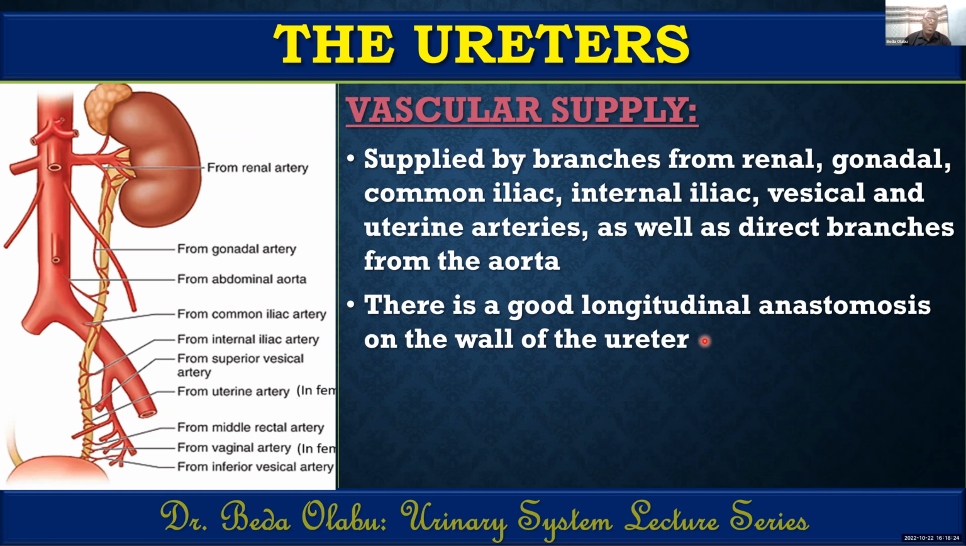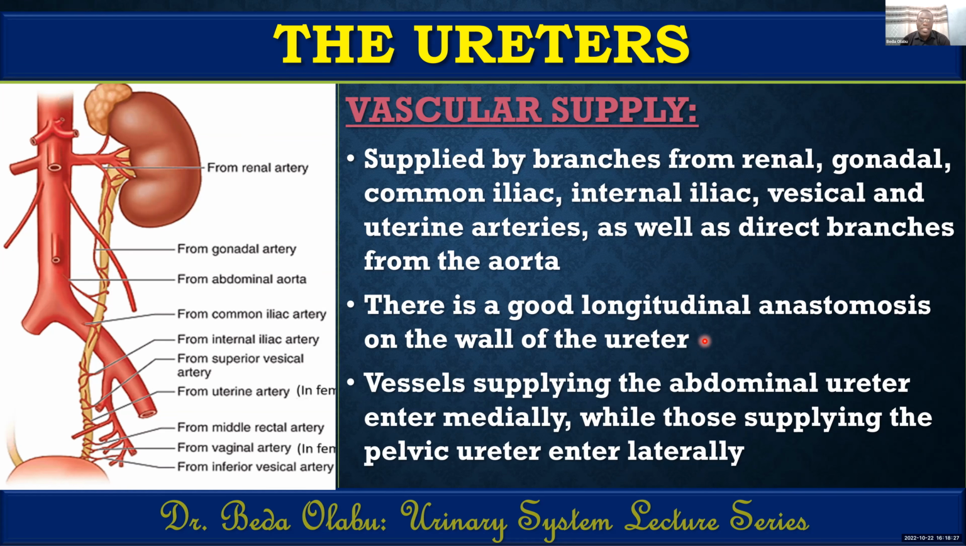Now, something else to note, if you look at the arteries that enter the ureter on the upper side, which means that the arteries that supply the abdominal ureter, those arteries tend to enter the ureter from its medial aspect because the arteries are more medial, and so they enter the ureters on the medial aspect. That's a bit different from the arteries that enter the ureter in the pelvic region. So the arteries that supply the pelvic ureter tend to enter into the ureter from the lateral aspect.